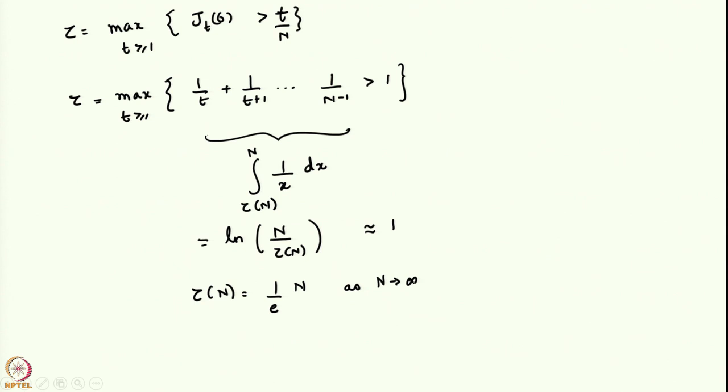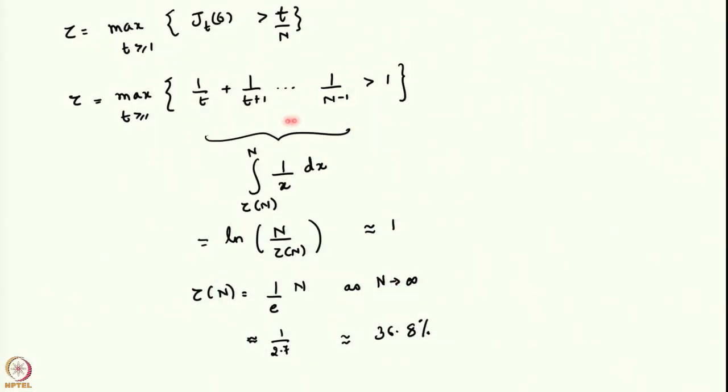In other words, as n becomes large, that means as the number of candidates becomes large, the optimal thing for us to do is to keep continuing until you have seen a fraction 1 by e of them. 1 by e is roughly equal to 1 by 2.7, or maybe you can say we keep continuing up until we have seen the first 1/3 candidate, and after that we make an offer to the best that we have seen so far.